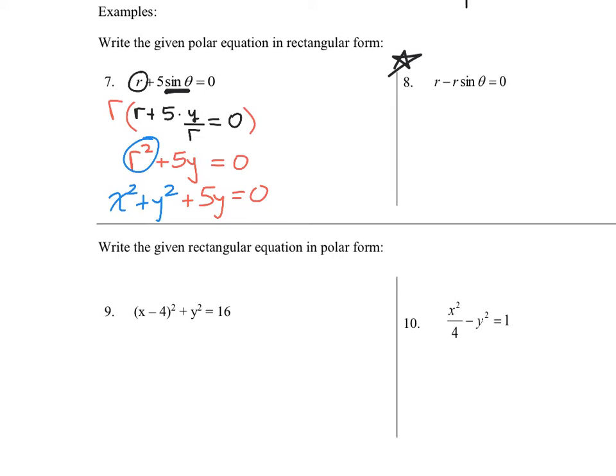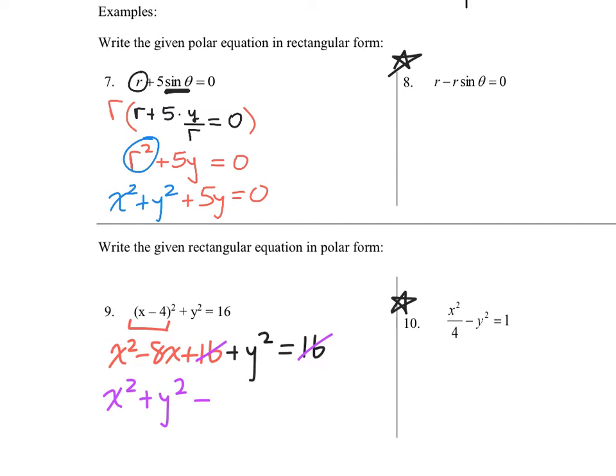The last one, number 9, is going the other way. For this one, we would want to distribute it out. So x squared minus 8x plus 16, and plus the y squared equals 16. I'm going to put a star on this one while I'm here. Now you see the 16s cancel immediately. Boom and boom. I can rewrite as x squared plus y squared minus 8x equals 0.